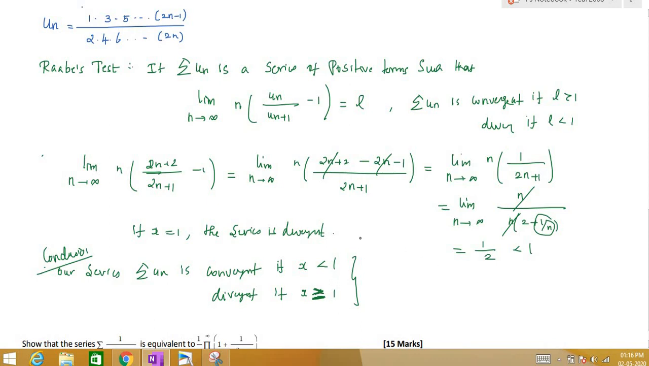You can also apply Gauss test to this problem. You can also apply Gauss test to this un. You will show that the series is divergent.